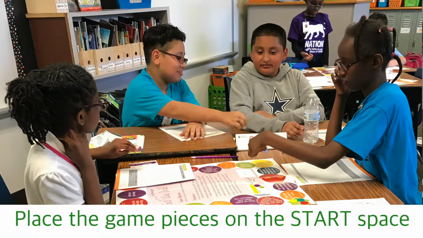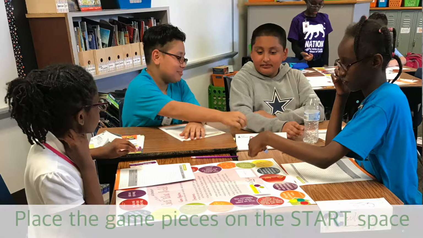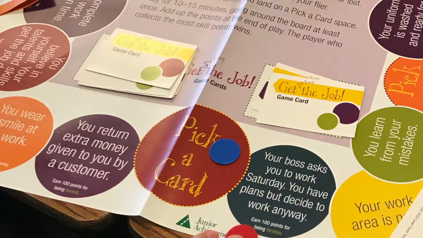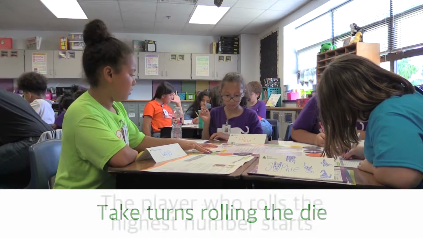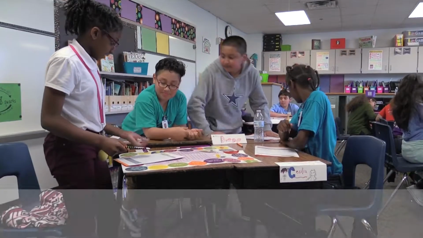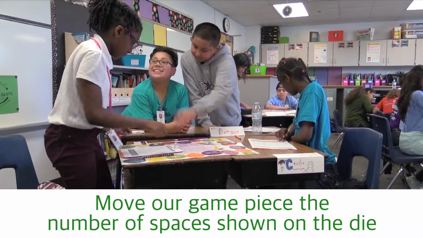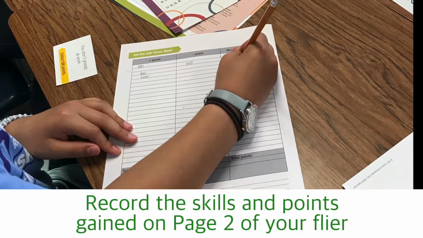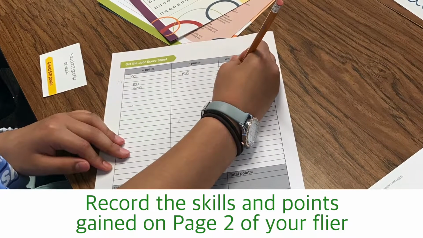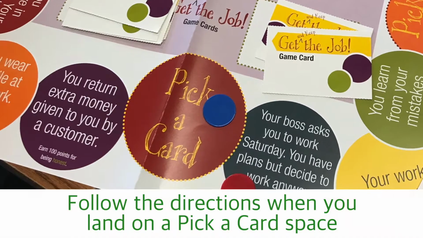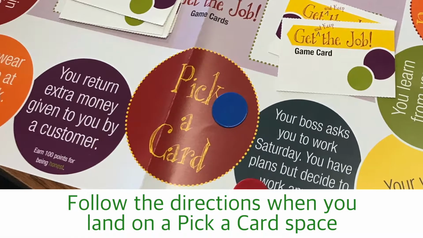Place the game pieces on the start space. Stack the Get and Keep the Job game cards on the board. Take turns rolling the die. The player who rolls the highest number starts play. Move your game piece the number of spaces shown on the die. Record the skills and points gained on page 2 of your flyer. Follow the directions when you land on a pick a card space.